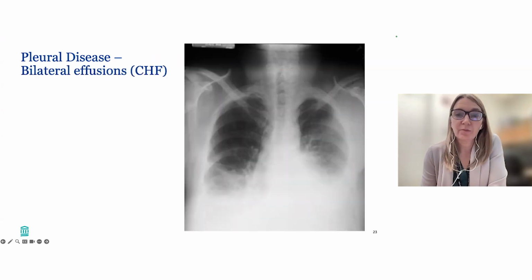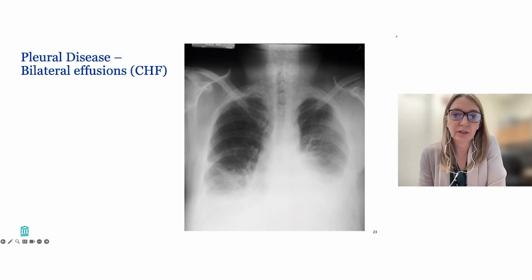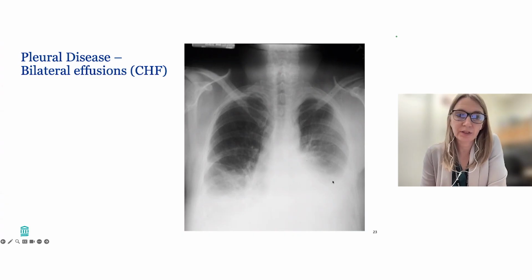A common cause of bilateral pleural effusions is congestive heart failure. This is a fairly typical chest X-ray showing bilateral interstitial infiltrate accompanied by bilateral, relatively symmetric effusions with bilateral blunting of the costophrenic angles and the meniscus sign, particularly on the left. It is important to recognize this typical pattern for congestive heart failure.